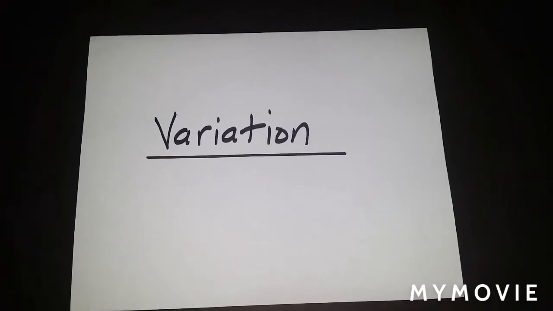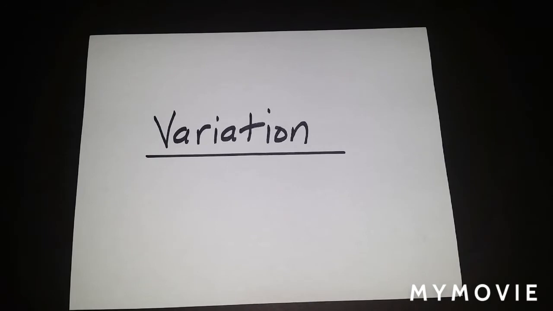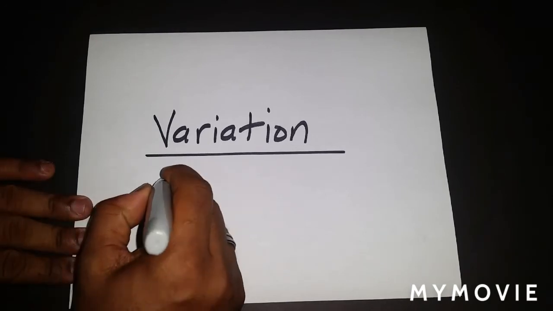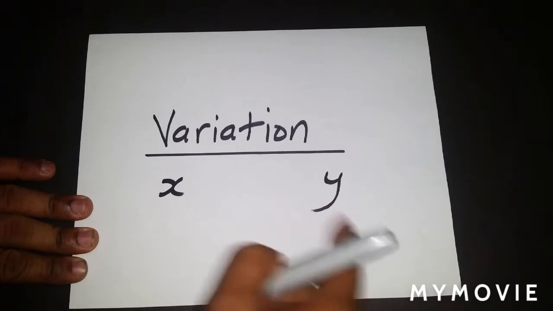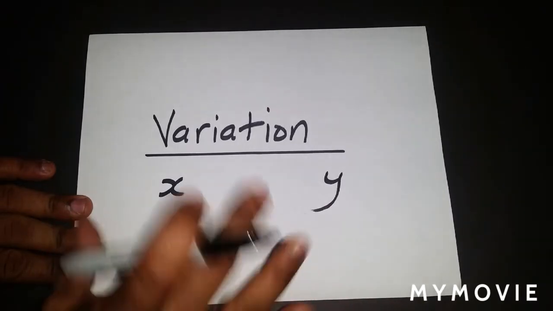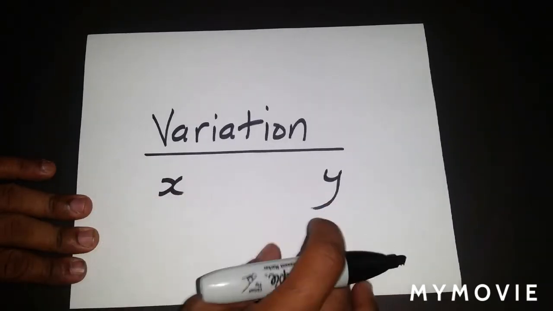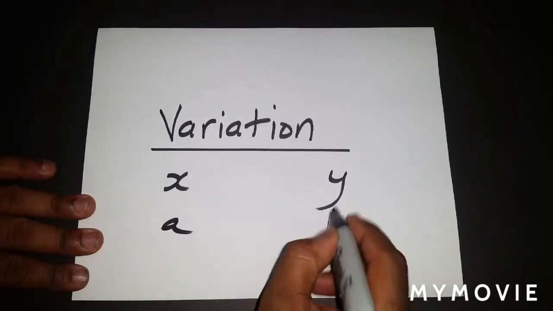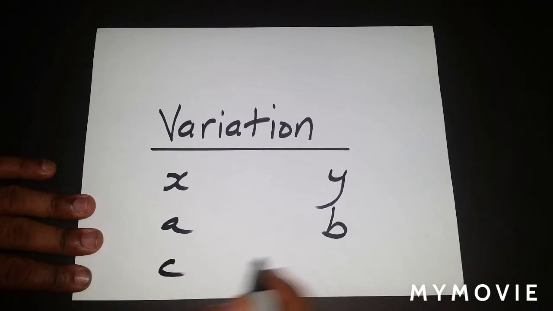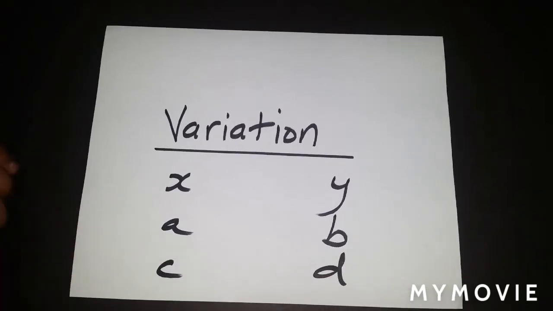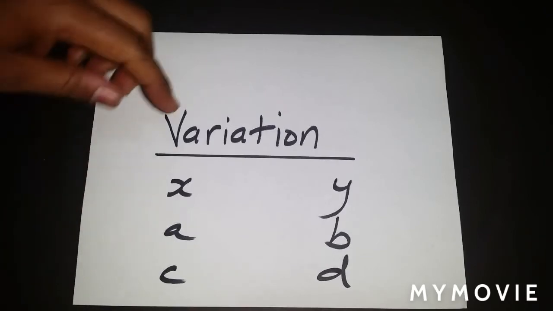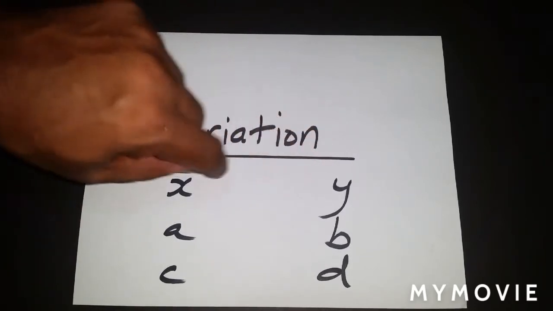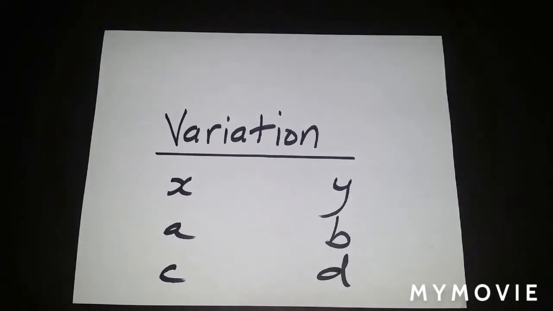Now, variation simply speaks to the relationship between two variables. So for example, the connection between x and y, two variables, all we need to figure out is what is the connection between both. And the letters really don't matter. Whether it is x and y, a and b, c and d, it doesn't really matter, all right? Variation just speaks to the connection between one variable and the other.